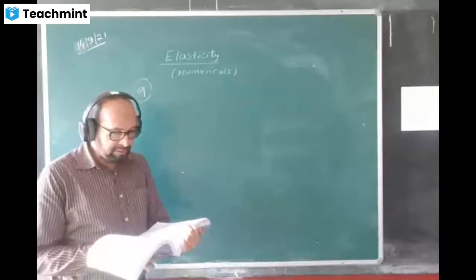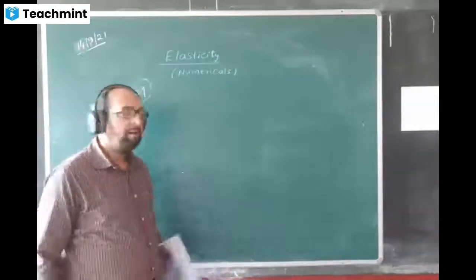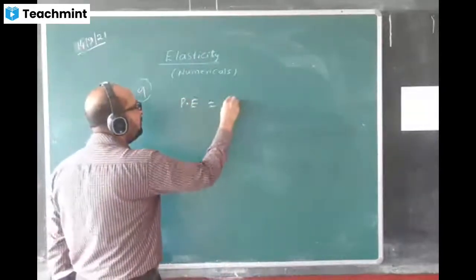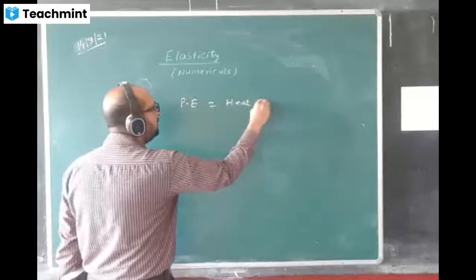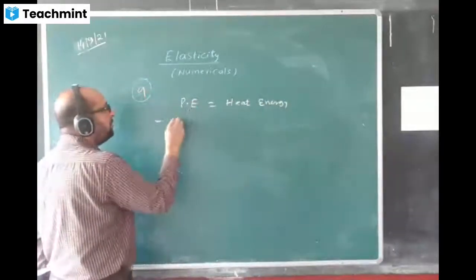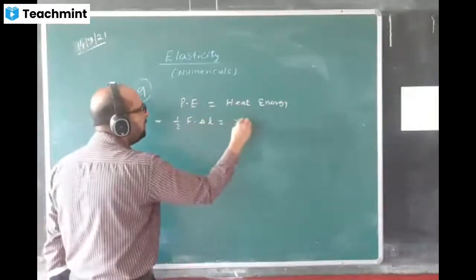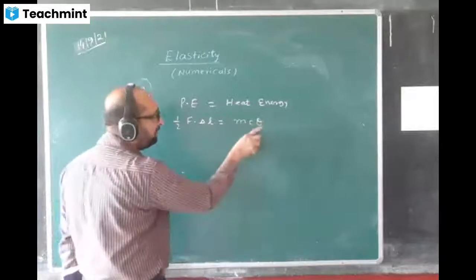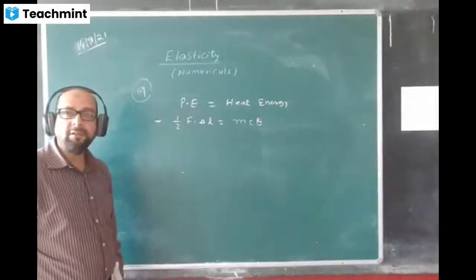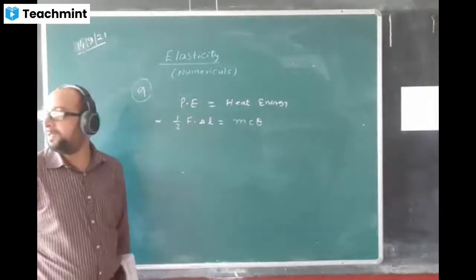Now the question is asking to calculate the change in temperature. How to find the change in temperature? We'll write like this: potential energy is equal to heat energy. Equating, what is the formula? Potential energy is half F into delta L. Heat energy formula is m c theta, and you have to find the value of theta here. Class 10 formula: mass into specific heat capacity into temperature difference.